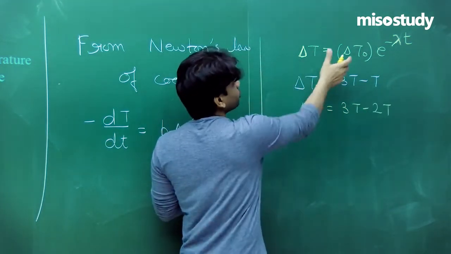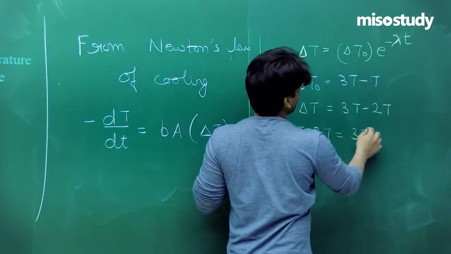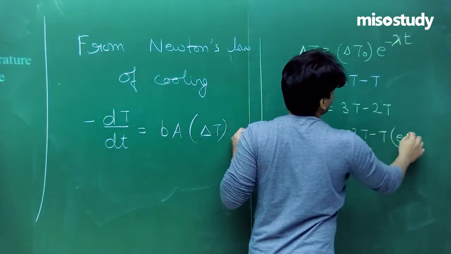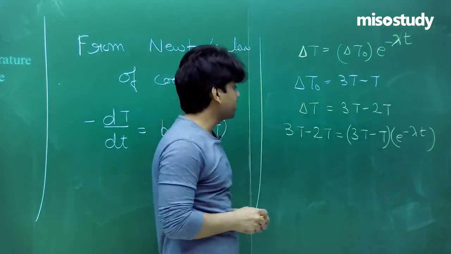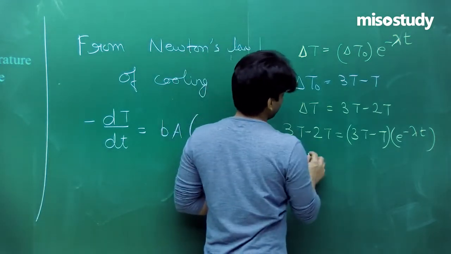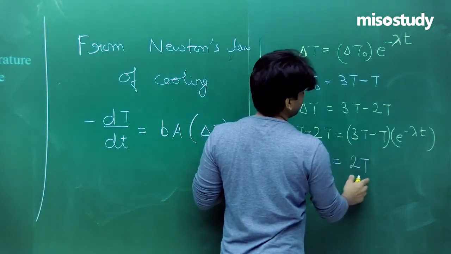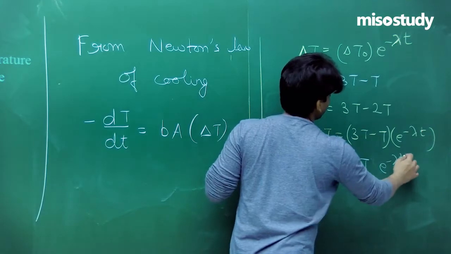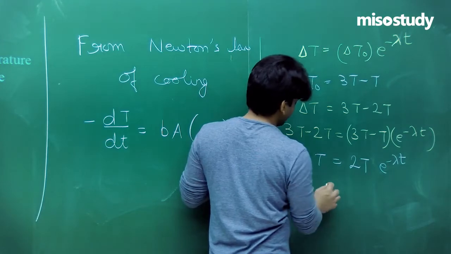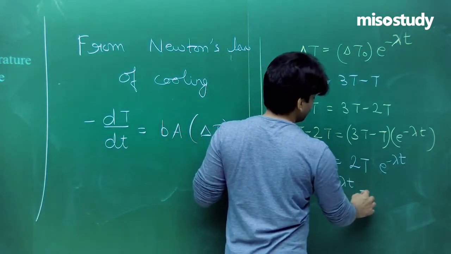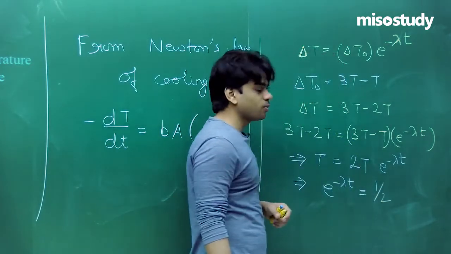So if I put all these values in this equation, we'll have 3T minus 2T is equal to 3T minus T. This is what we're going to obtain in e to the power minus lambda T. Now clearly you can solve this. 3T minus 2T will give you T, and this will be equal to 2T e to the power minus lambda T. T is 10 minutes, so we need not worry. So e to the power minus lambda T comes out to be clearly 1 upon 2.